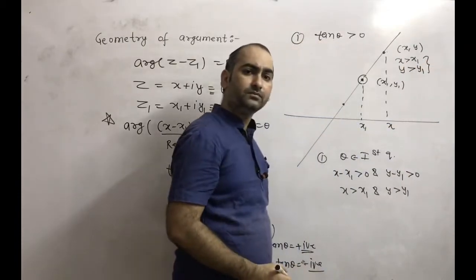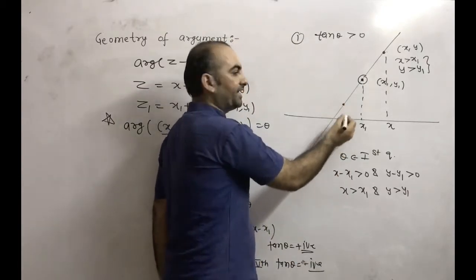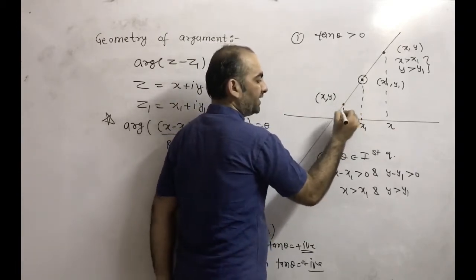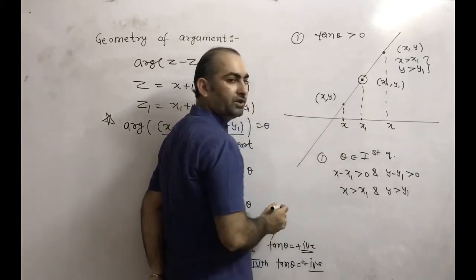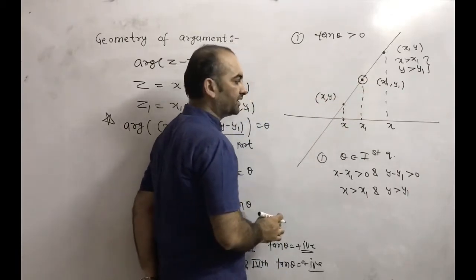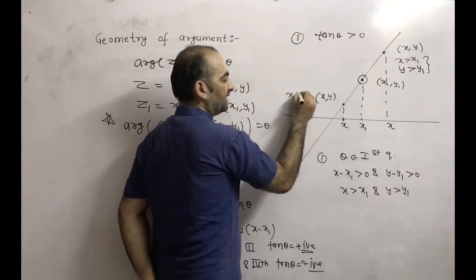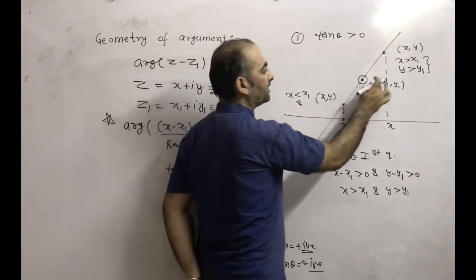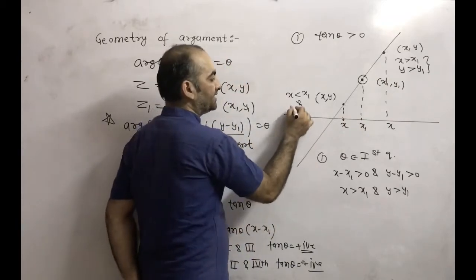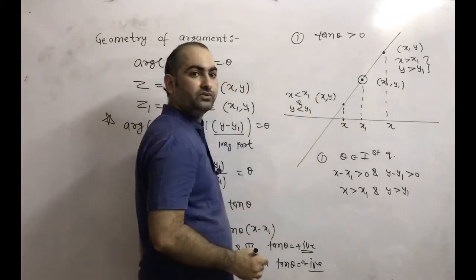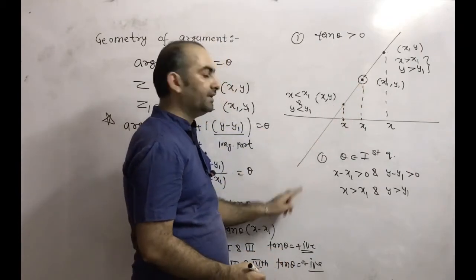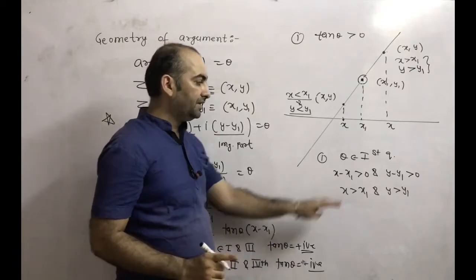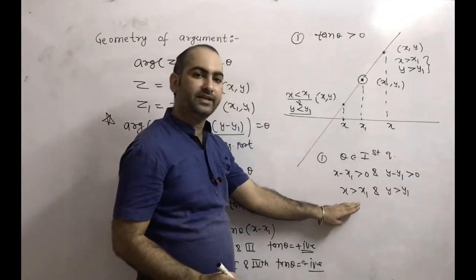Correct? Okay, and if x comma y is here, then if you draw a line parallel to the y-axis, this is x. Comparing these two points, here we can say x is less than x1. If you compare the y coordinate, y is here and here is y1, so y is less than y1. So if x comma y lies below, then x is less than x1 and y is less than y1. We want, if theta is in the first quadrant, x greater than x1 and y greater than y1.